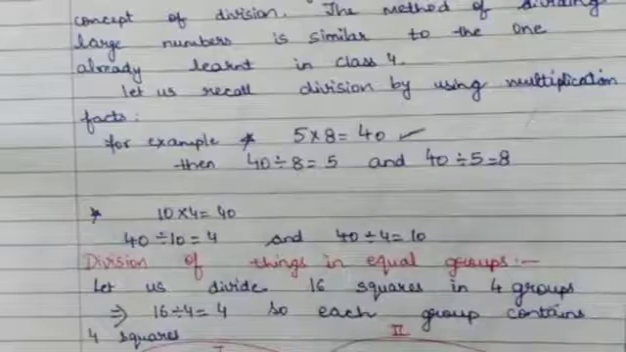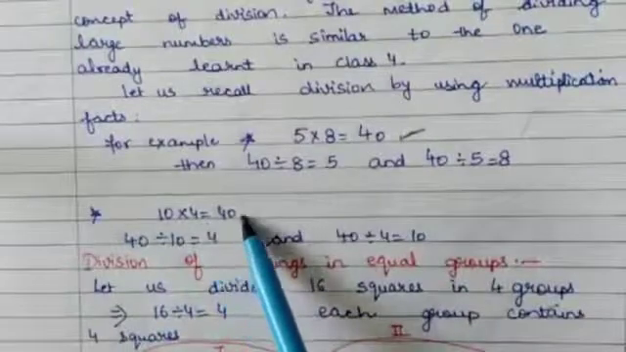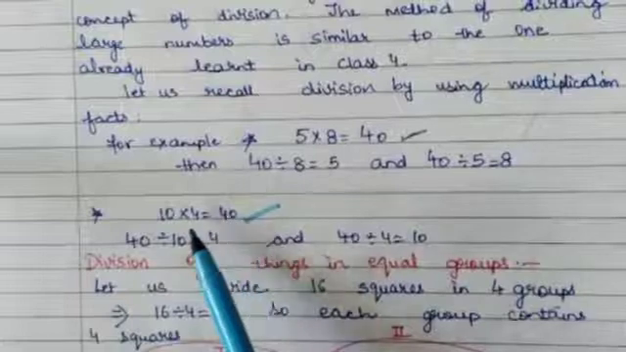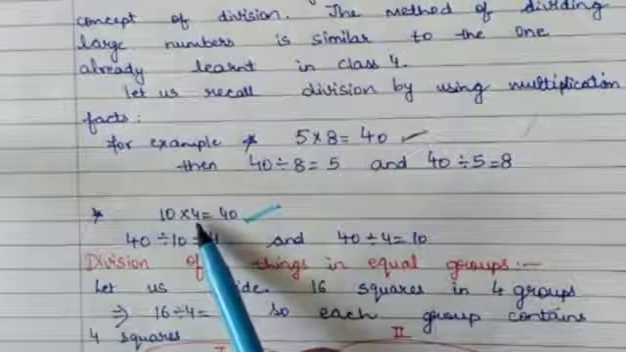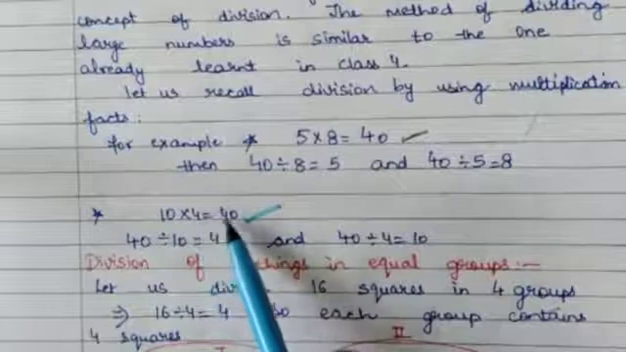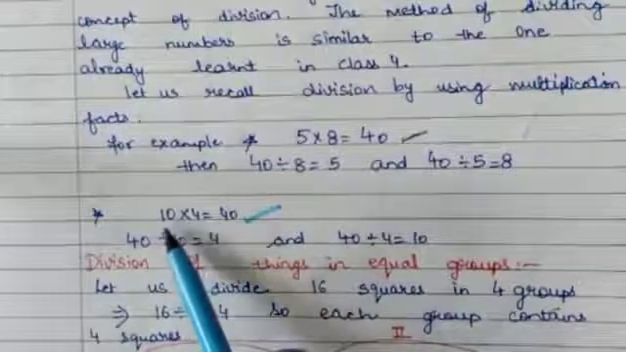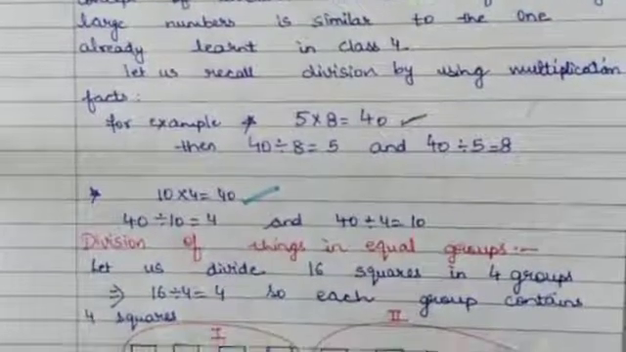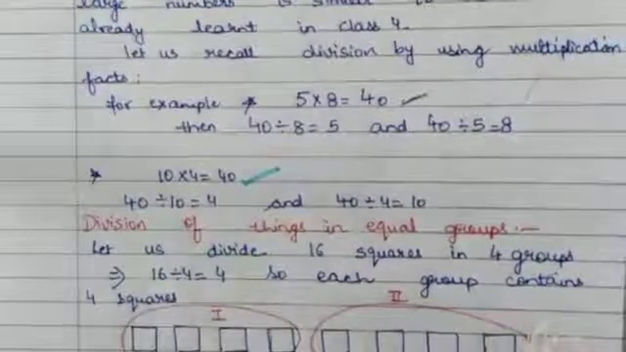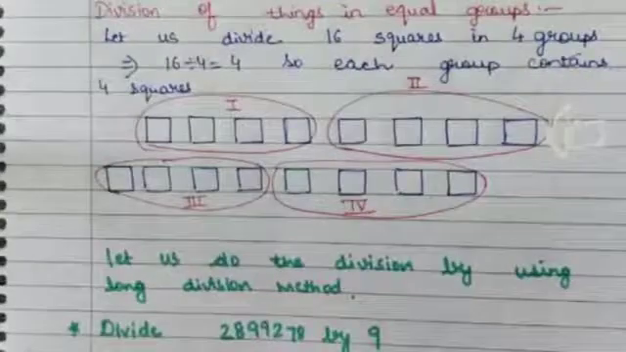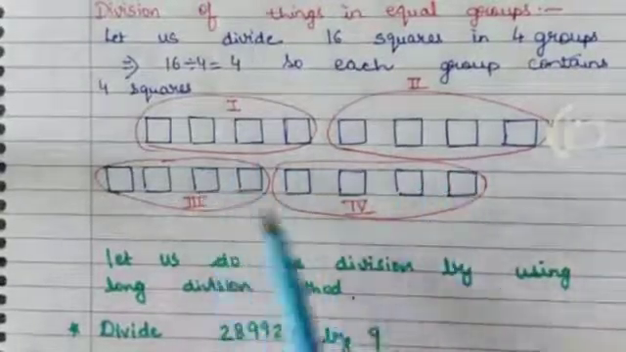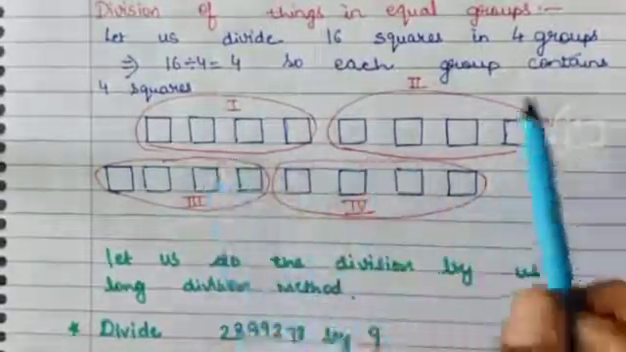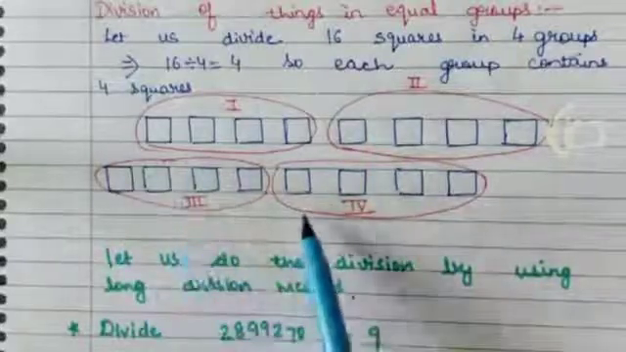In the same way, 10 into 4 is equal to 40. So we can write 40 divided by 10 is equal to 4, or we can also write 40 divided by 4 is equal to 10. Now let us discuss further division of things in equal groups. Let us divide 16 squares in 4 groups. This is the first group, second group, third group and fourth group.